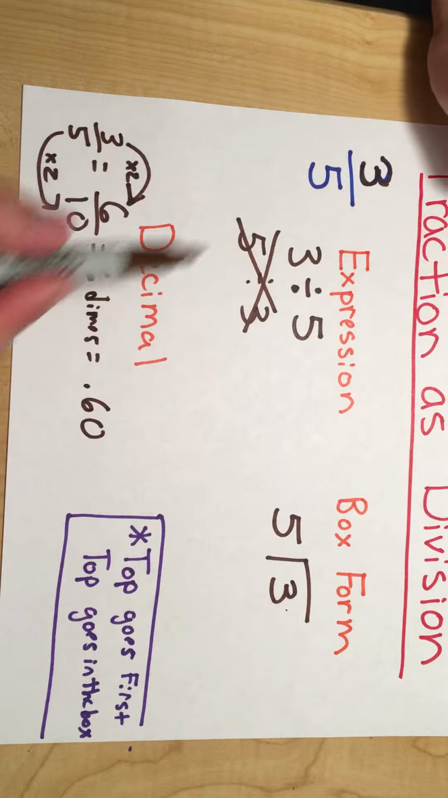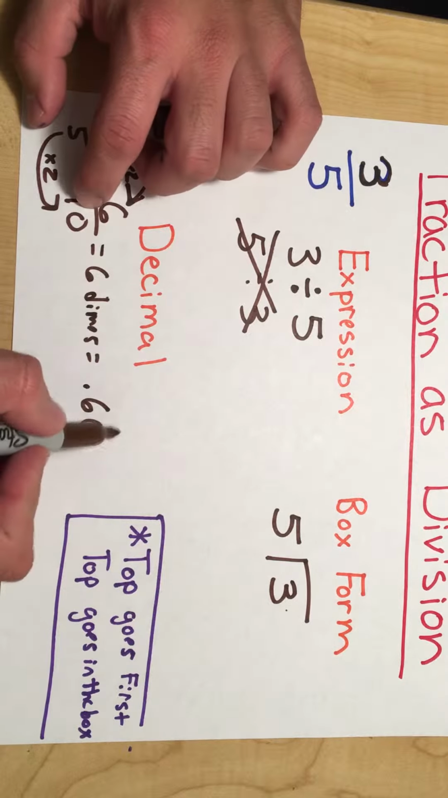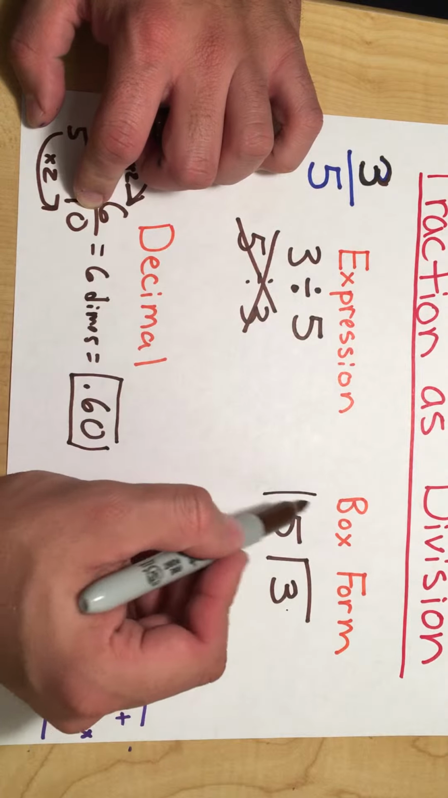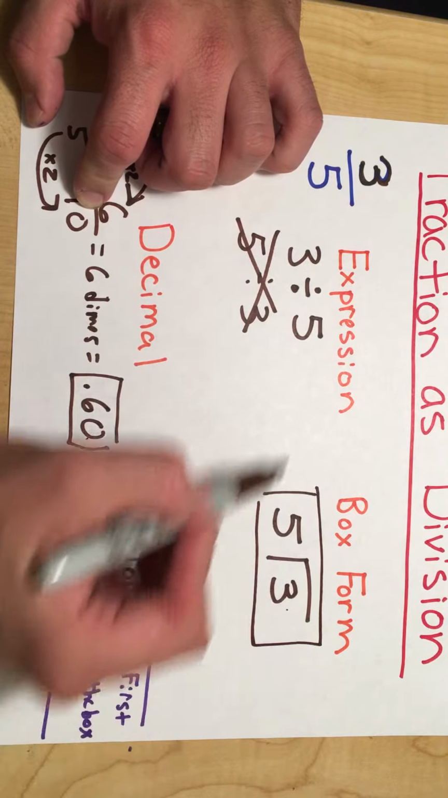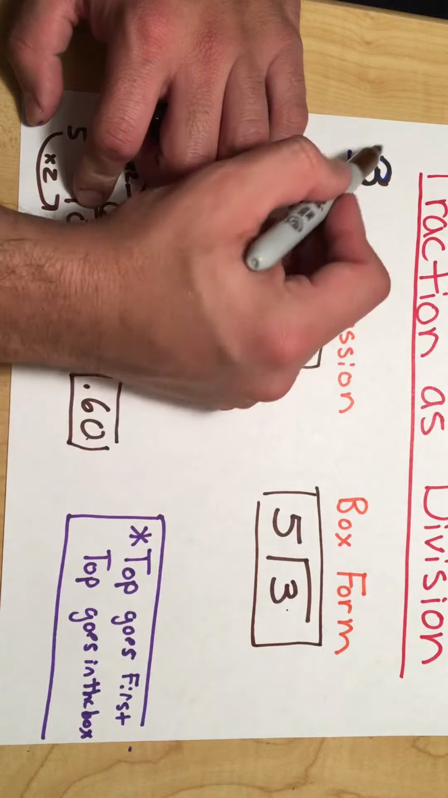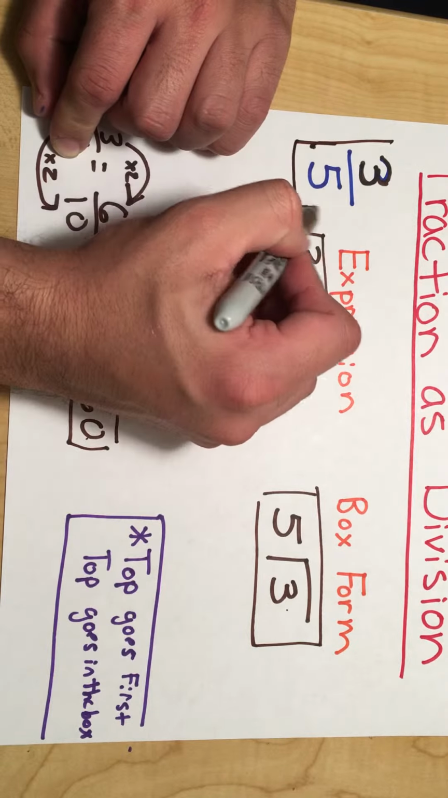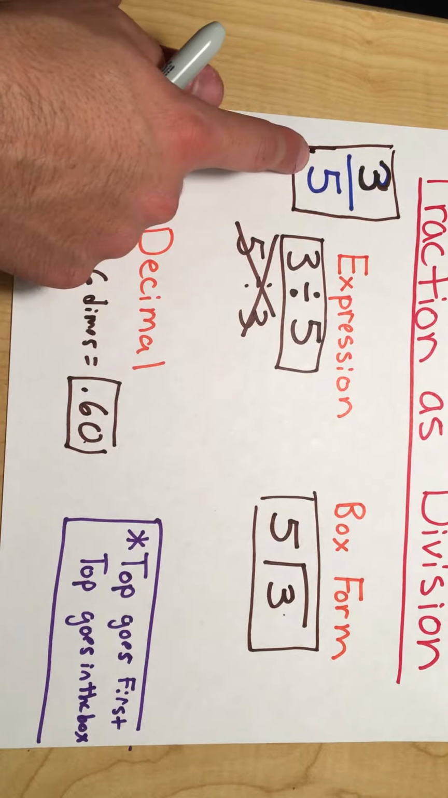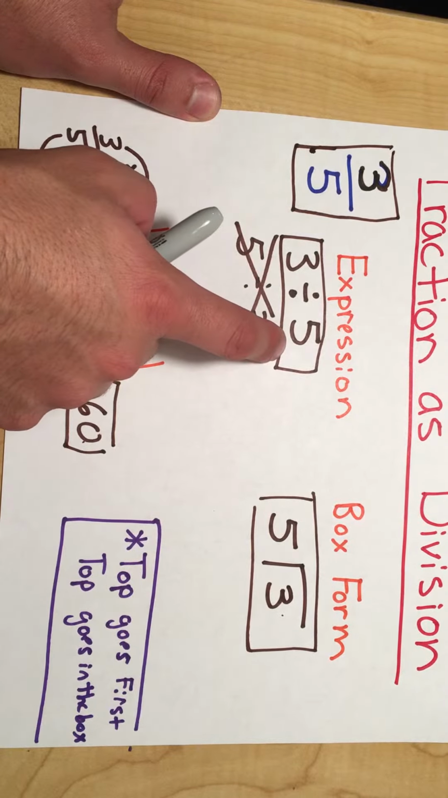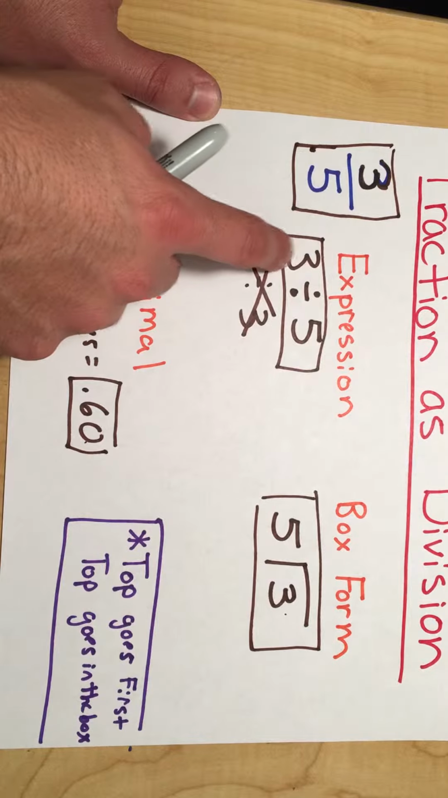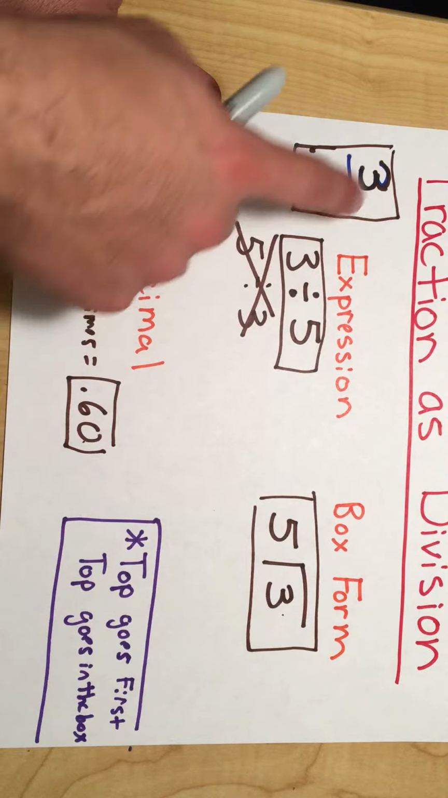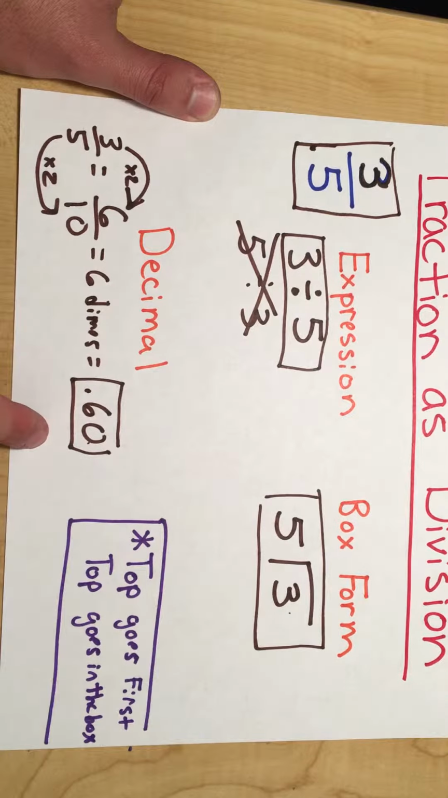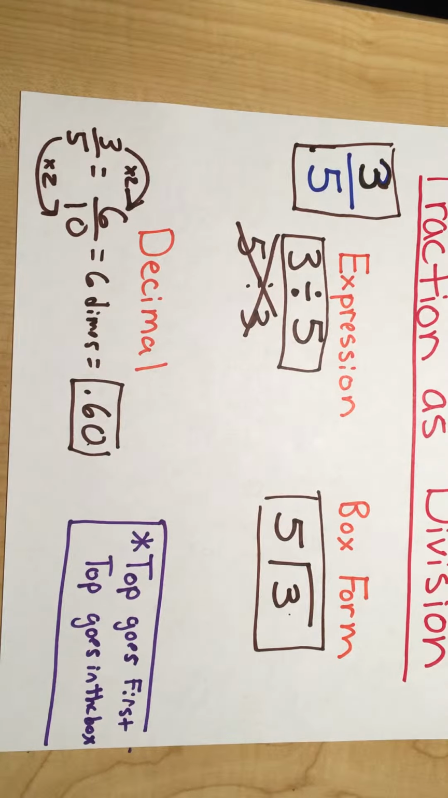So these are the 4 different ways of representing a fraction, or 3 different ways. 1, 2, 3. I'm going to count this one, 4. These all mean the same thing. So we could say 3/5, that's the same as 3 divided by 5. Remember, the order is important. Top number has to go first. And that's the same as the top number in the box and 5 outside. And this is the same as 0.60. Okay? So let's do a few more.